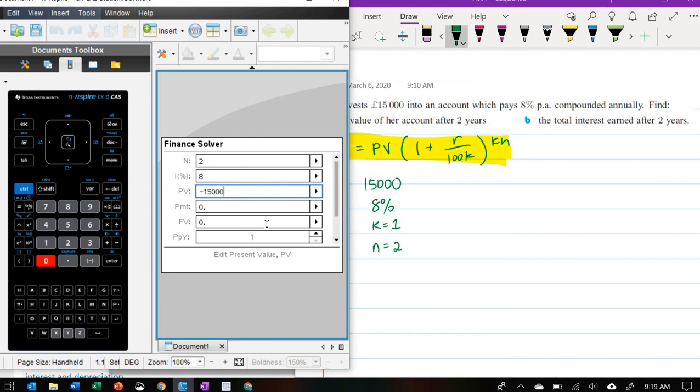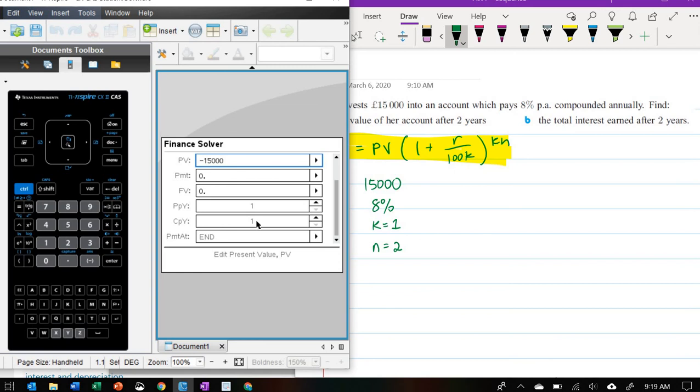Your future value will end up being negative. You just have to remember that it's not actually negative. I don't know what the deal is with CAS. PMT stands for payment. Leave that as 0. Future value, leave that as 0. Payments per year, leave that as 1. And then compounds per year, leave that as 1 because we're compounding once per year, annually.